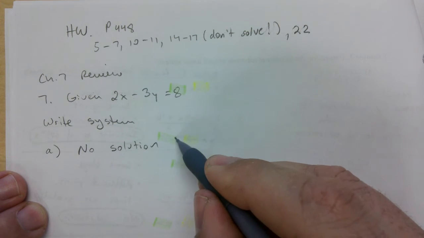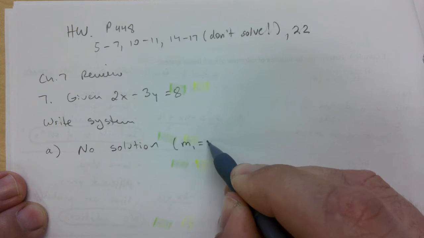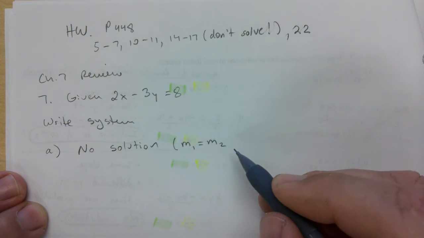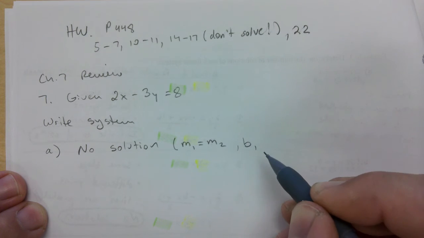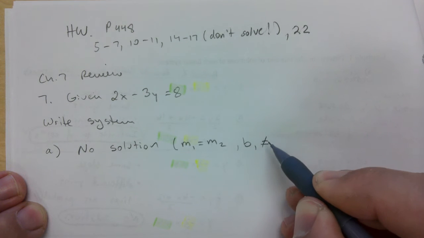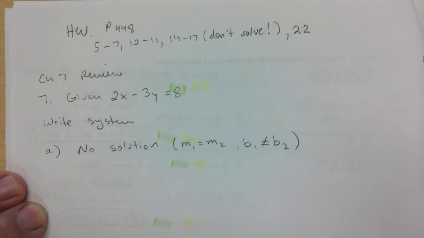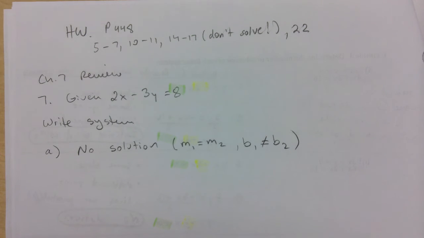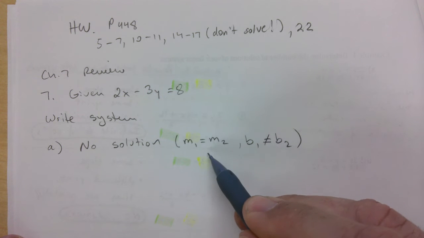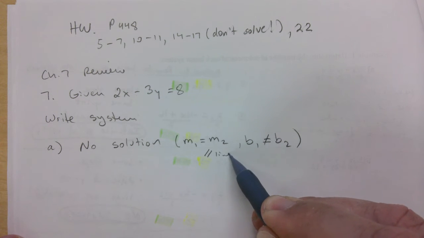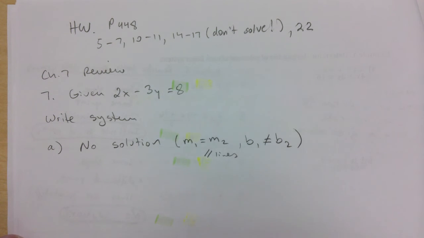That is, what do we need? We need the slope of the first one to be equal to the slope of the second one. And we need the y-intercept of the first one not to be equal to the y-intercept of the second one, because we want two separate lines that run parallel. That's what we want. That's why this is right, parallel lines. That's really what we're after.